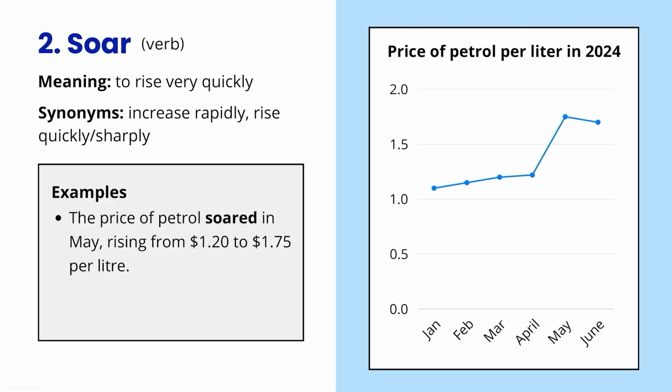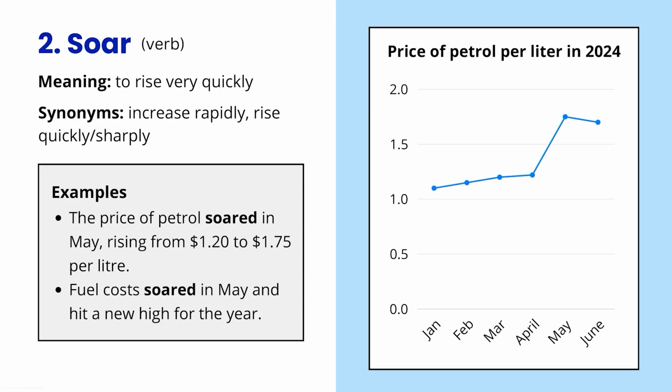So for example, we could say the price of petrol soared in May, rising from $1.20 to $1.75 per litre. And note here how we have ed after soar because we're using soar in the past tense. Now here's another example. Fuel costs soared in May and hit a new high for the year. So soar is a great word to use if there's a very big increase.